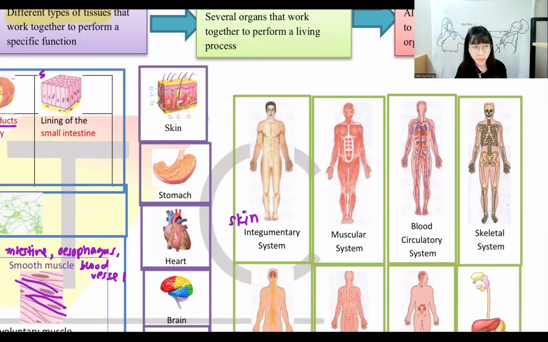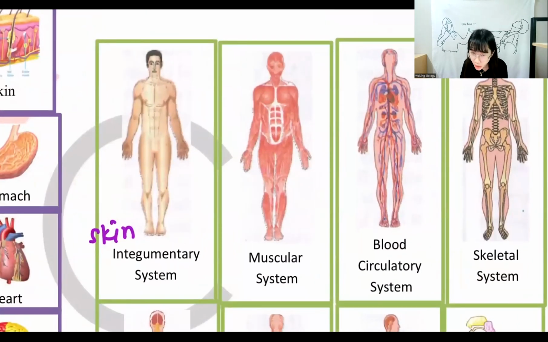Skin transplant, cannot say very common, but let's say you have a burn and you really need the skin. Skin is the part where you protect yourself, right? You need the skin, then you have to go for skin transplant. Next, we have muscular system. Muscular system is muscle, obviously.